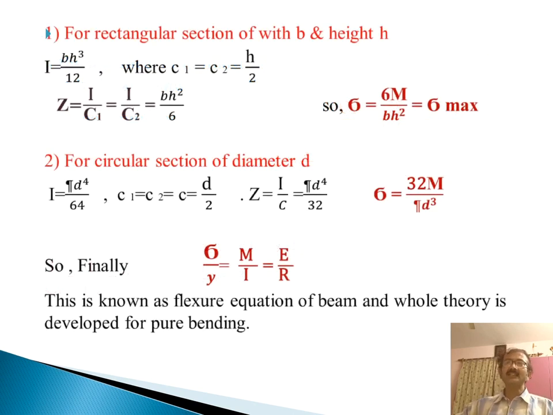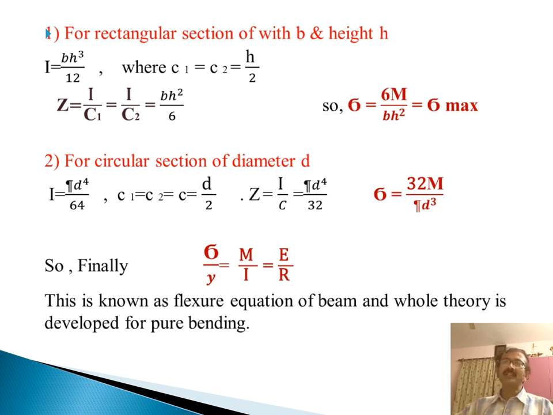Now there are two cases, one for a rectangular section and another for a circular section. In the case of a rectangular section, where b is the width and h is the height, I equals b h cube by 12 and C1 equals C2 equals h by 2. So Z equals I by C1 equals I by C2 equals b h square by 6, where Z is the section modulus. Finally sigma max equals 6M by b h square.